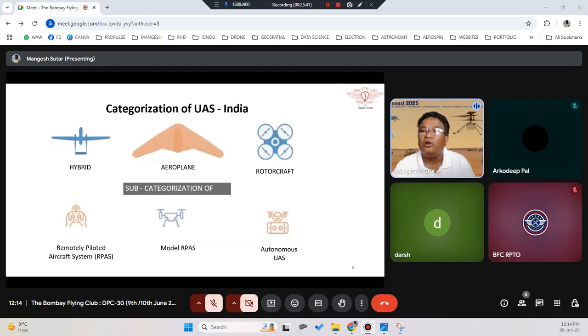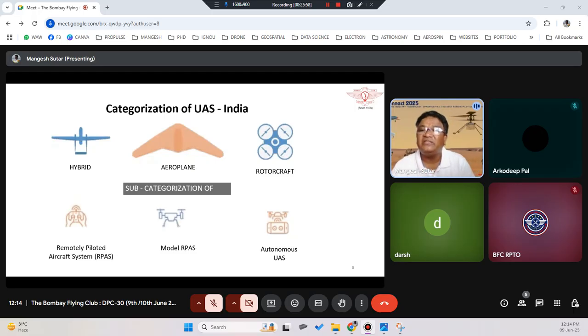So you will have a remote control, or a GCS, that is, a ground control station, where you have created the plan, and that plan is uploaded into the drone and executed, or controlled or monitored from that ground control station. Okay, that's why it is called autonomous UAS.